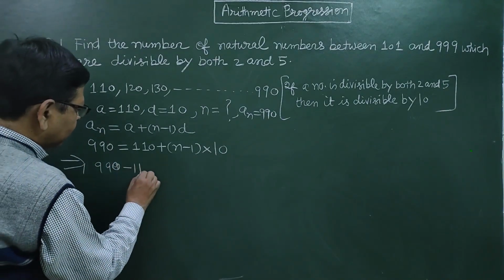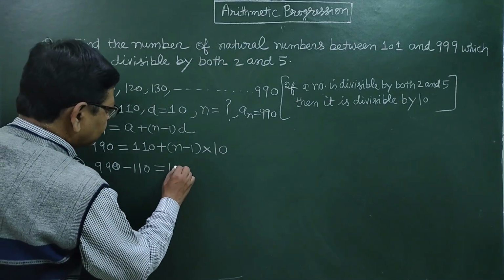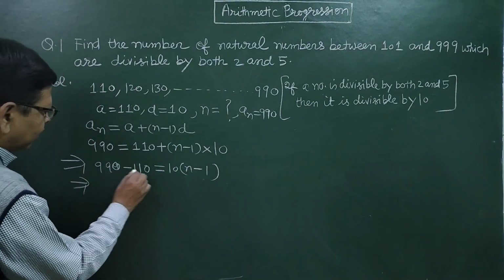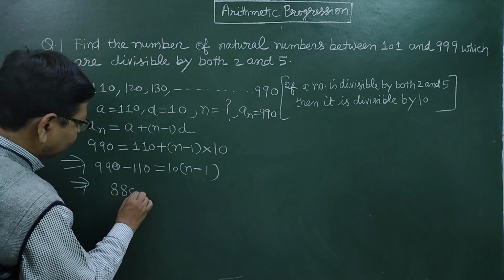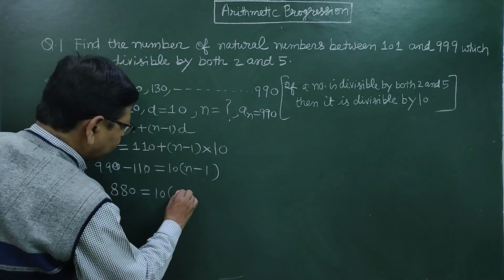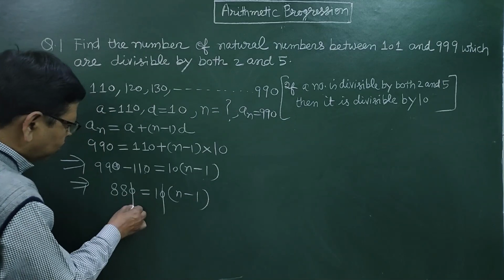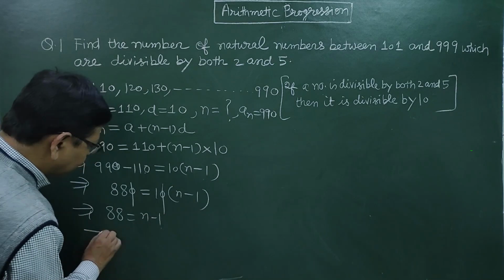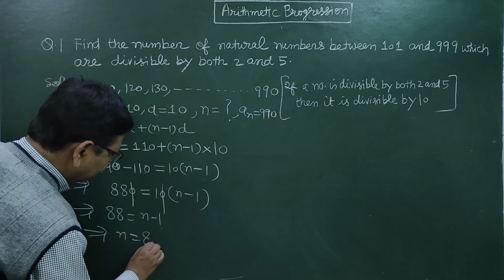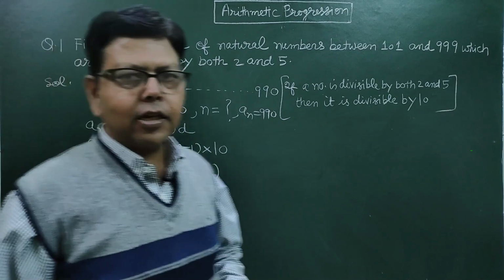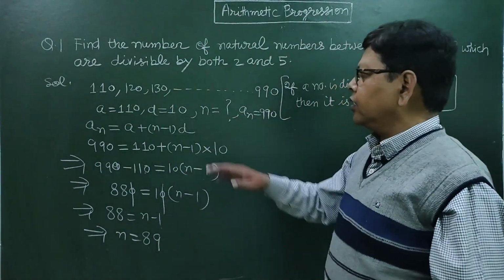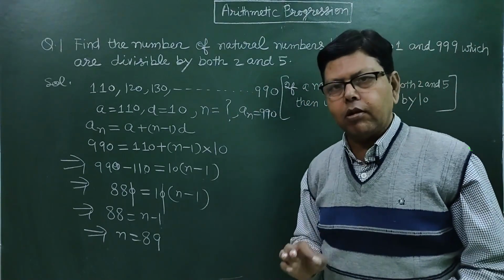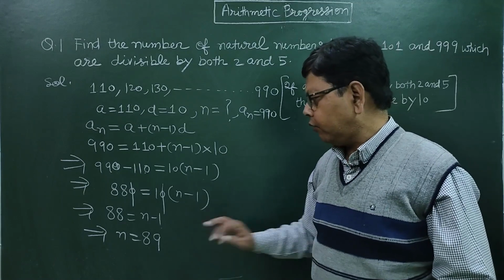990 minus 110 is equal to 10 into n minus 1. 990 minus 110 means 880 is equal to 10 into n minus 1. Now this 0 and 0 are also cancelled. 88 is equal to n minus 1, or we can say the value of n is equal to 89. So there are 89 numbers between 101 and 999 which are divisible by both 2 and 5.